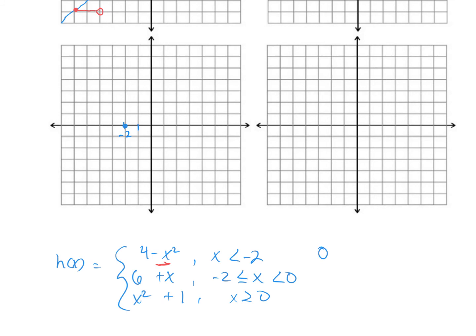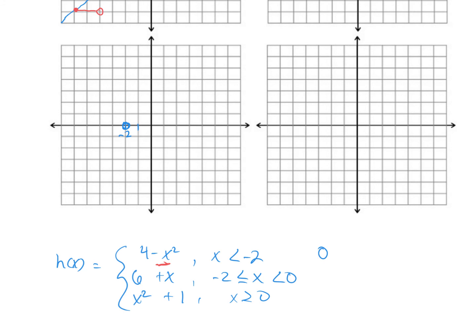It is less than that, so it doesn't equal it, because it doesn't have an equal sign. So we don't want to close 0. We want an open circle. And then it is an upside down parabola.